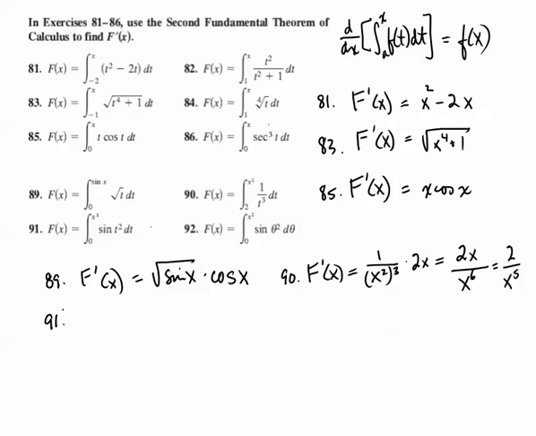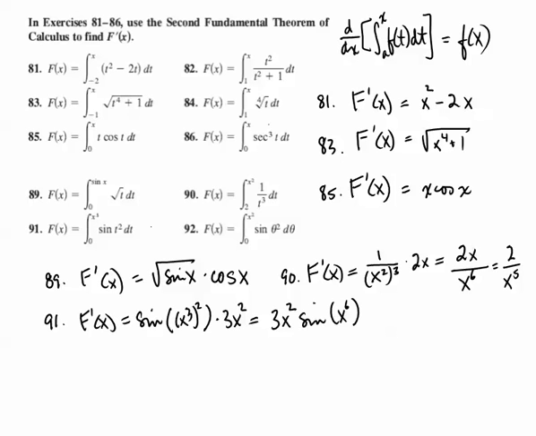Number 91. We're going to plug in x cubed for t. So f prime of x is sine of x to the third raised to the second times the derivative of that upper limit. That's going to be 3x squared, and so we end up with 3x squared times the sine of x to the sixth power. And that's number 91.